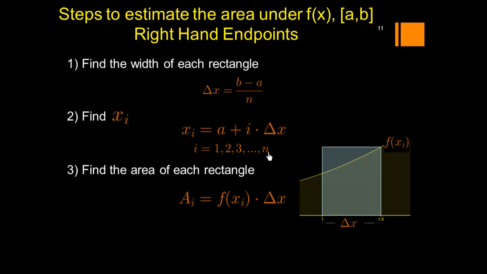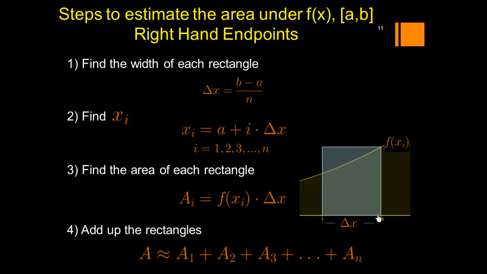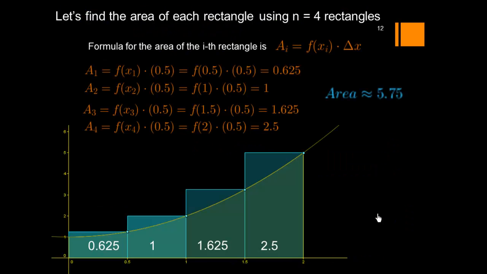And if you were to take a look at an individual rectangle here, you can see the width of the rectangle is delta x, and the height is found by evaluating the right-hand endpoint, which is f of xi. So in this case, it's f of 1.5 for this particular example. Finally, you would add up all the rectangles, and that would be it. Which is exactly what we did in this example.